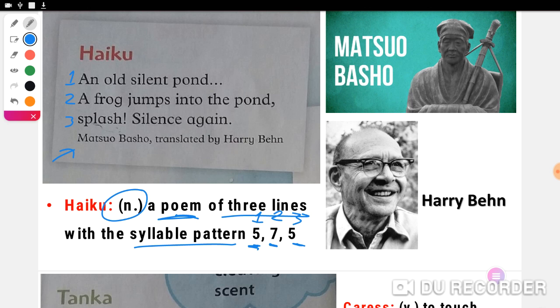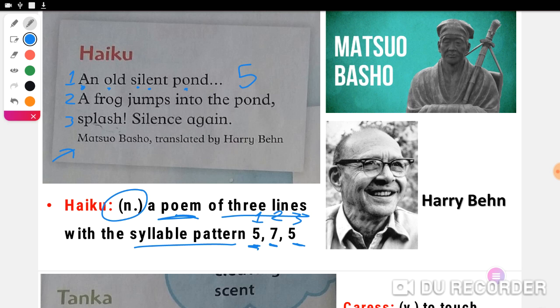The first line: an old silent pond. An, this is the first vowel sound. Old, the second vowel sound. Silent, I have here 2 vowel sounds. Pond, I have 1. So 1, 2, 3, 4, 5. I have 5 vowel sounds, that means 5 syllables. Because as we mentioned before, a syllable is a word or part of a word that has a vowel sound. It must have a vowel sound.